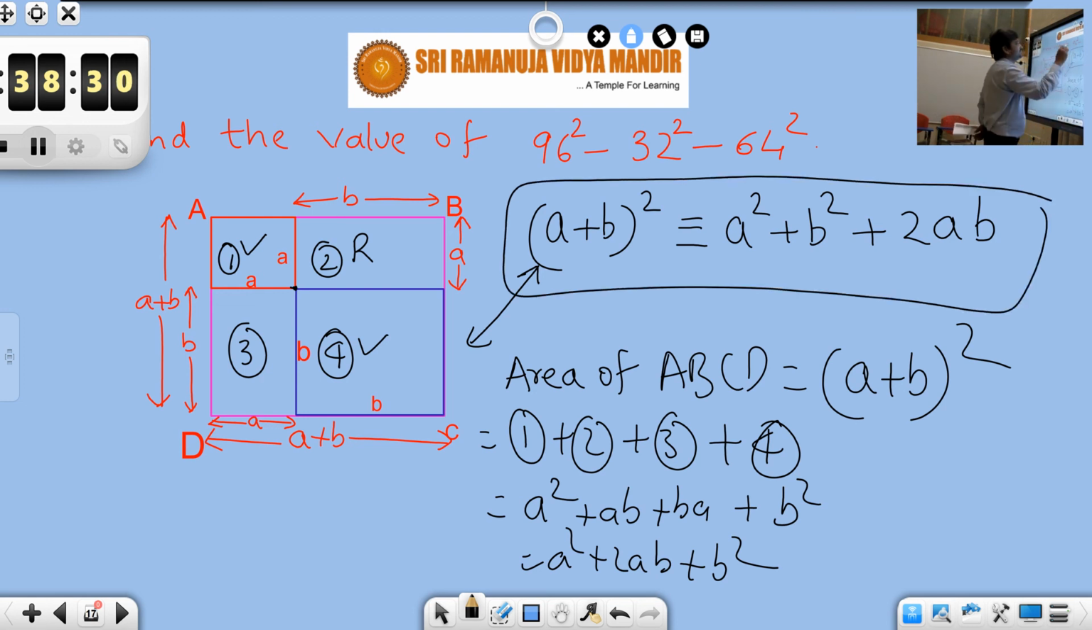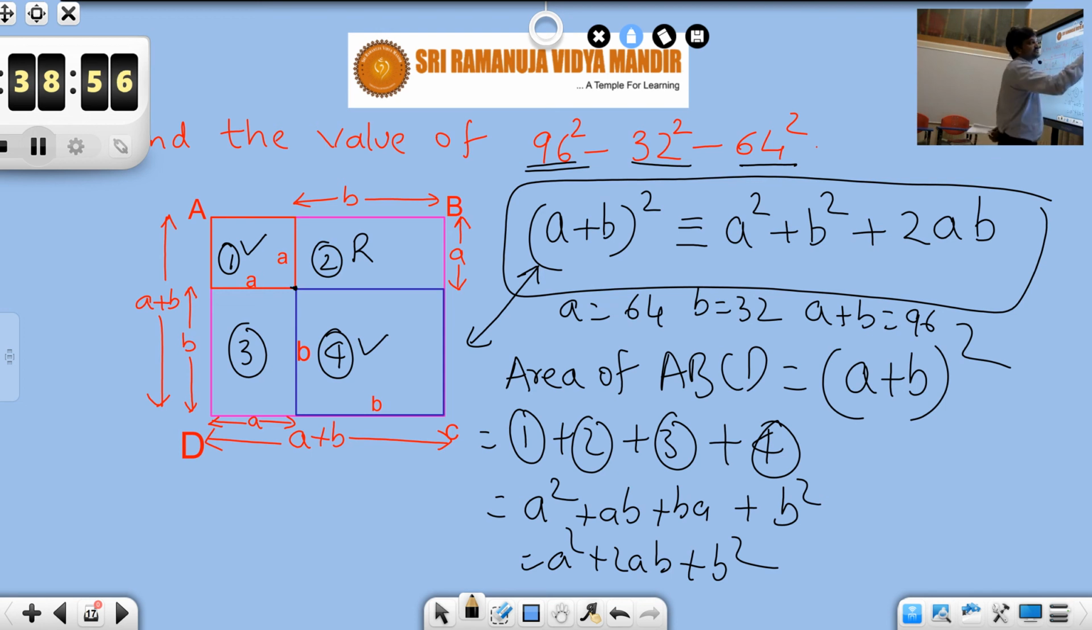Now, if you look at this question, if A is 64 and B is 32, what is A plus B? 96. So, this is A plus B whole square minus A square minus B square. A plus B whole square minus B square minus A square. So, this would give us 2AB.